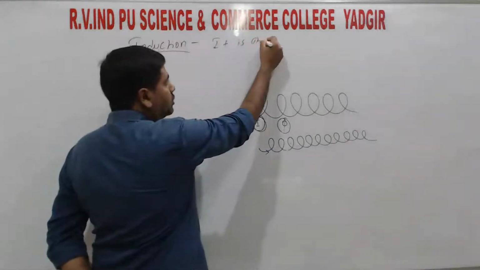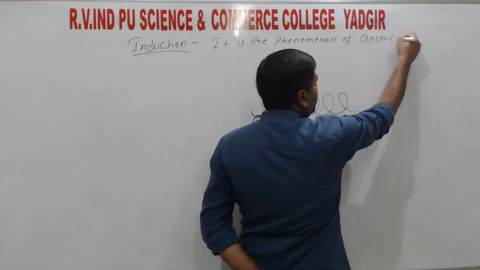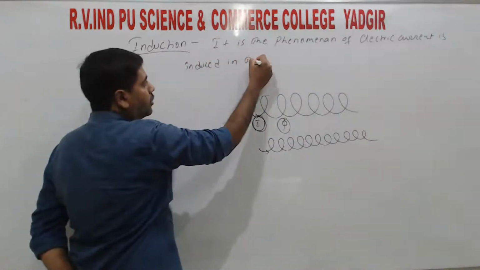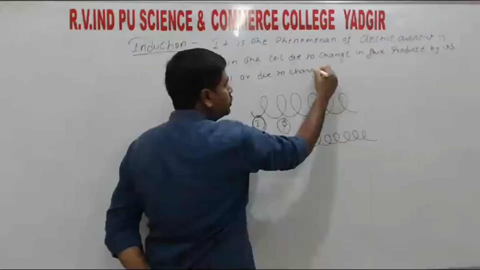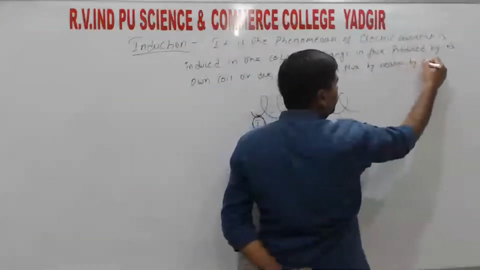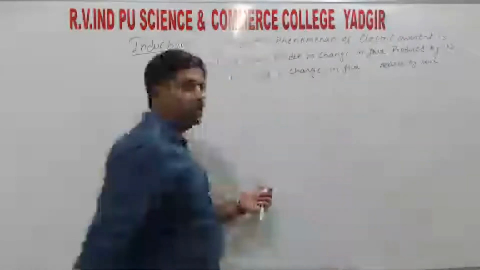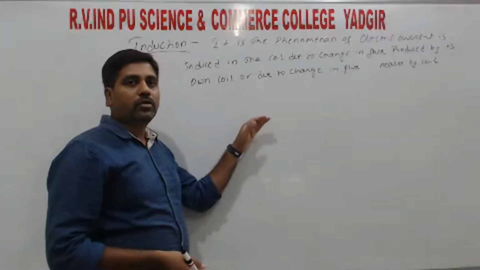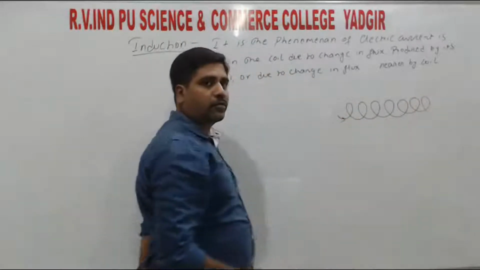So it is the phenomenon of electric current being induced in the coil due to change in flux by a nearby coil. When current is induced, EMF is also induced, right? So we can take either electric current or EMF which is induced in a coil due to change in current, right? Say there is one coil, and in this coil current is induced.